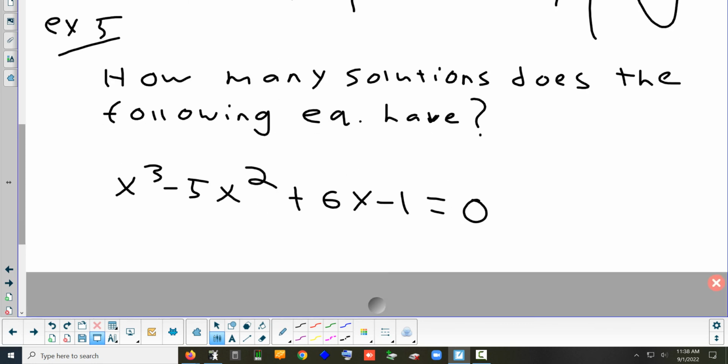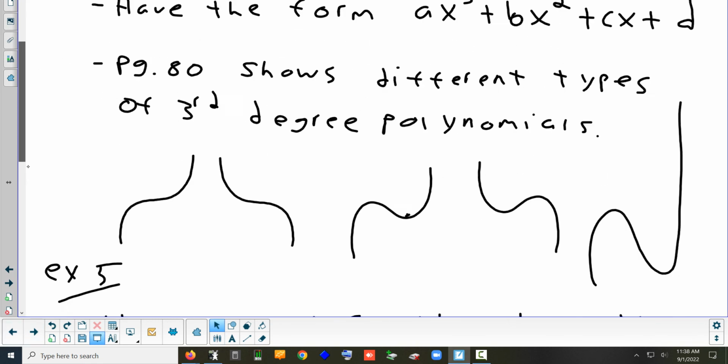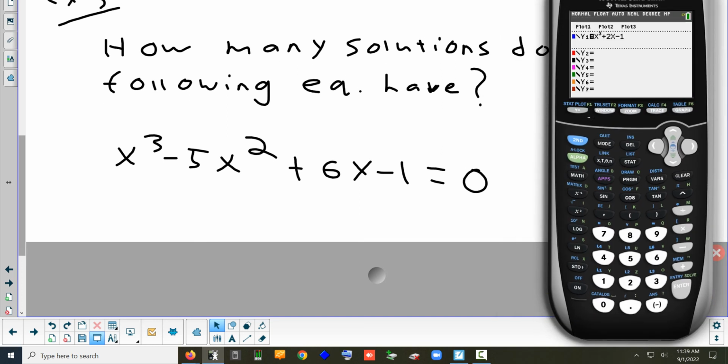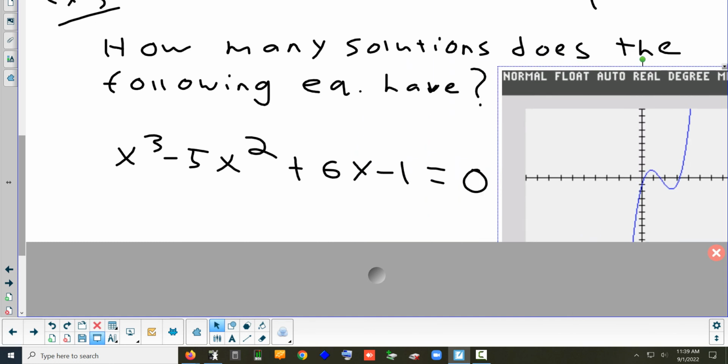So let's look at this one. This will be the last one for this part, and then we'll finish up with one other thing. So let's type in x cubed minus 5x squared. Now that's a problem. I didn't mean to put the 5x squared in the exponent, so I need to clear that. Sometimes it's easier to just start over. x cubed minus 5x squared plus 6x minus 1. Zoom 6. How many solutions does this graph have for roots, or zeros?